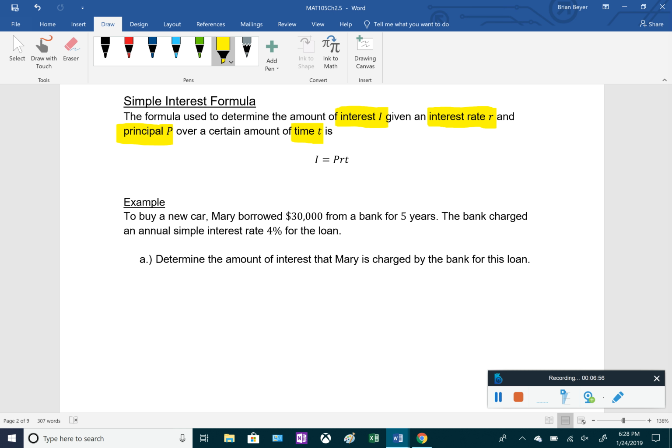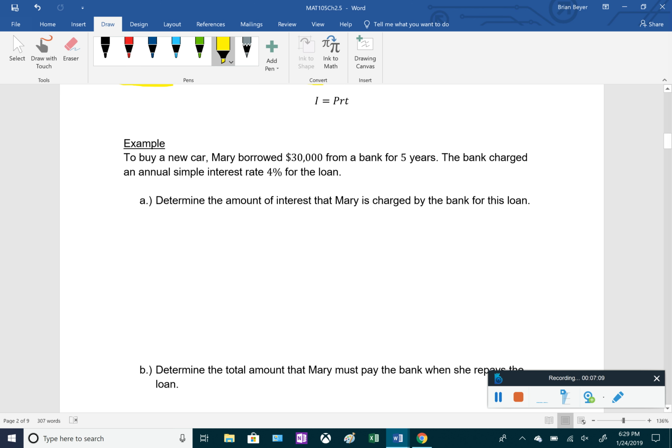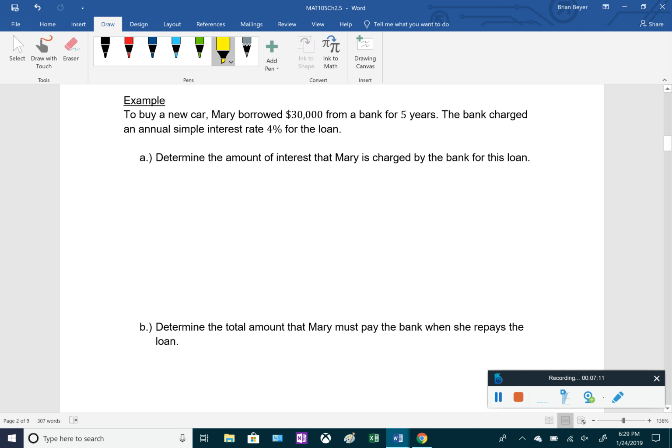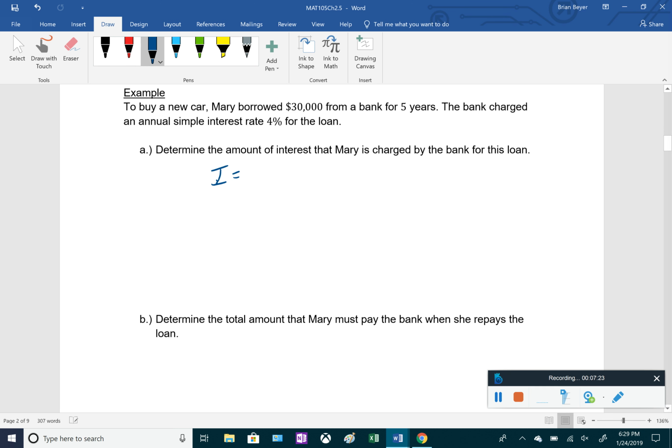So let's do an example. To buy a new car, Mary borrowed $30,000 from a bank for 5 years. The bank charged an annual simple interest rate of 4% for the loan. For this first question, we want to determine the amount of interest that Mary's charged by the bank for this loan. So we are obviously using the formula I equals P times R times T.